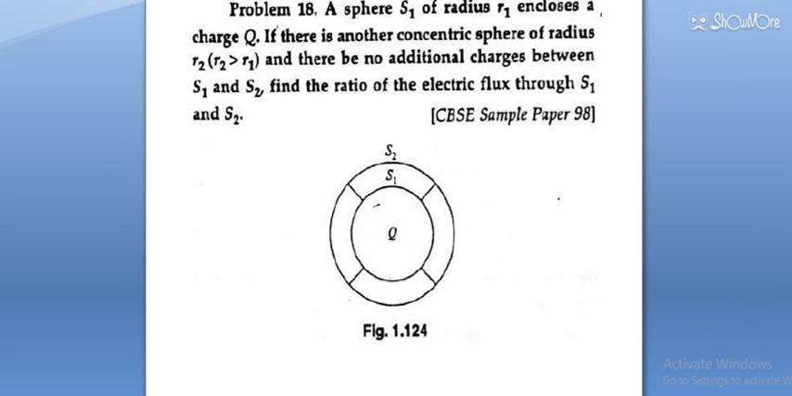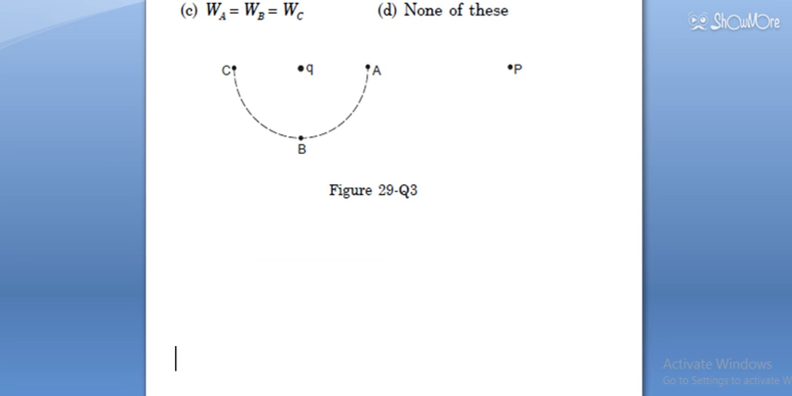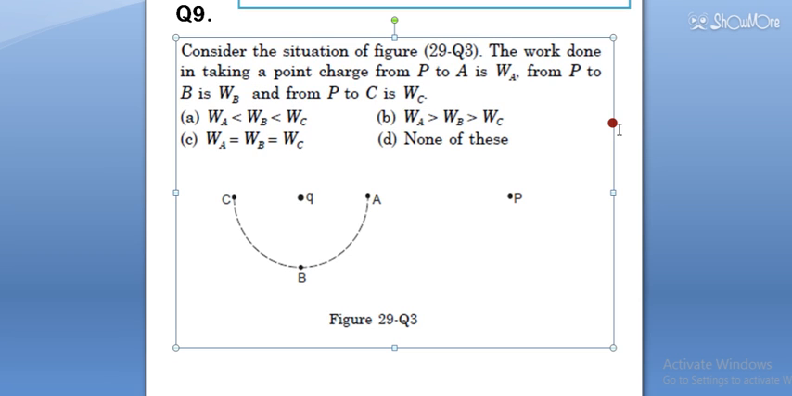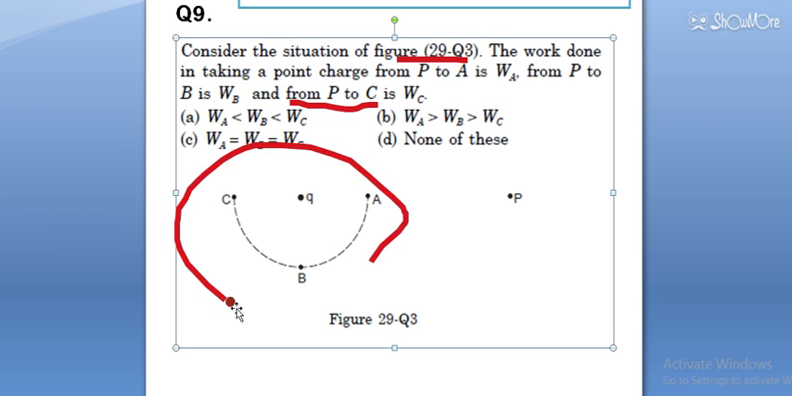Now I have to move to the next question. Students, see the next question. Okay, consider the situation from figure 29 Q3. This is the figure given, and the point P is there. This one is point P.